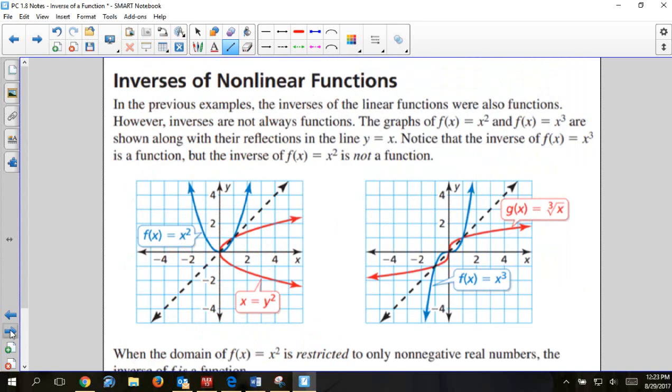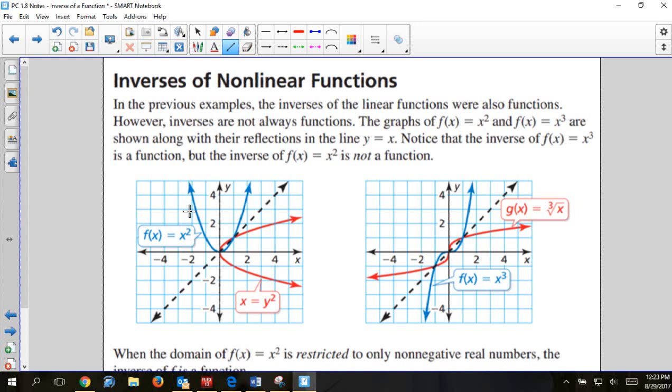In today's homework, you're going to be given an equation, and you're going to find the inverse algebraically, and then you're going to graph the equation and its inverse. So that's all you're doing for today's homework. So I'm just going to show you a couple more examples with non-linear ones. So non-linear, they're going to reflect over the y = x line, just like the lines did. But they might look a little different.